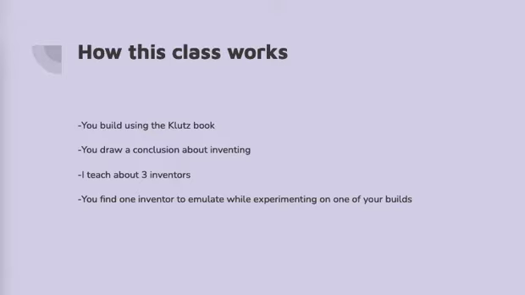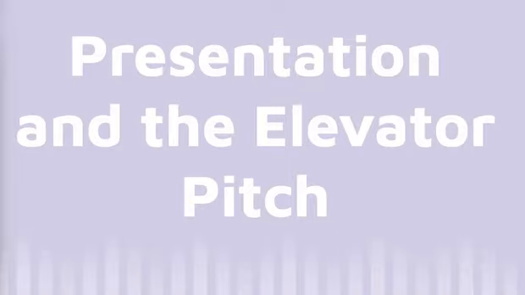In this class, just to review, in case this is your first time, we build a couple of buildings from our Klutz manual. We draw a conclusion about inventing, or you draw a conclusion about inventing. I teach you about 3 inventors, and you find an inventor to emulate as you work on the part of the discovery and invention process that I am talking about today. As it's the final class, we're actually going to talk about something really interesting that you may not have thought about before, called presentation and the elevator pitch.